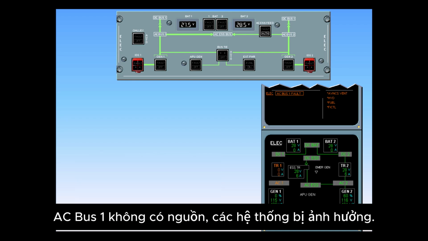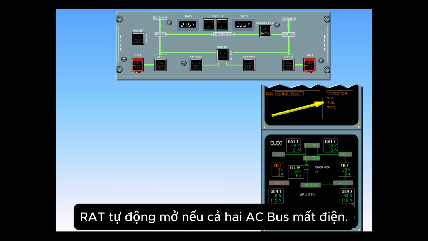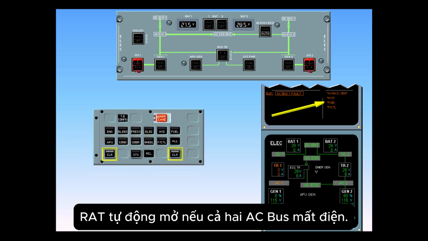The only bus which remains unpowered is AC Bus 1. Listed on the right side of the EWD in the memo area are those systems affected by the loss of AC Bus 1. At this point, you will clear the electric page. Clear electric.